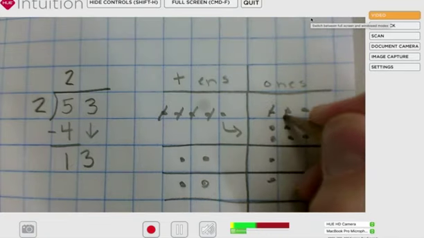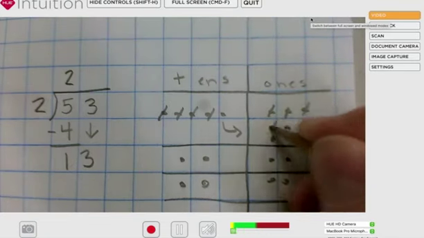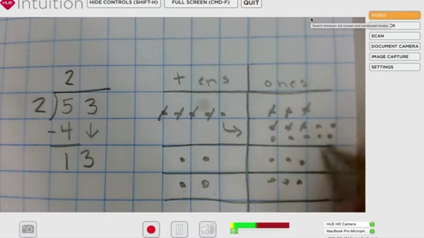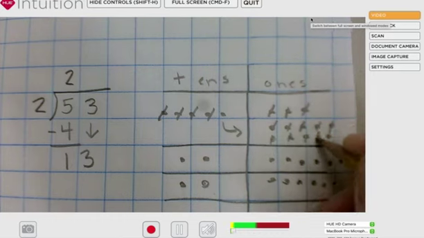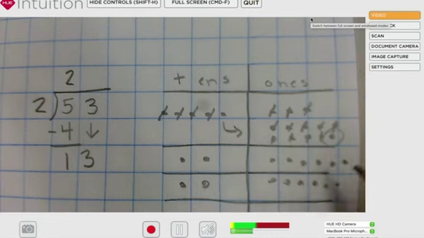1, 2, cross, cross. 1, 2, cross, cross, and so on. There we go. And we can't get all of them right, but we can get quite a bit of them.